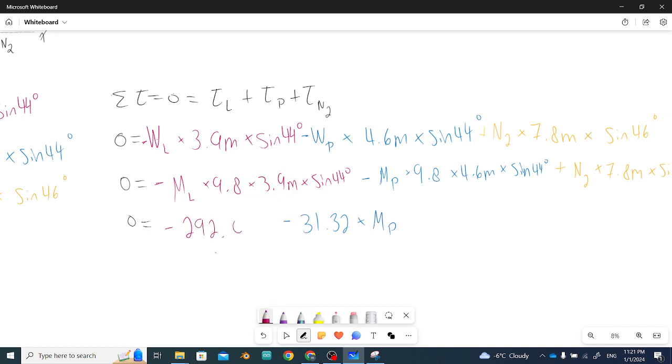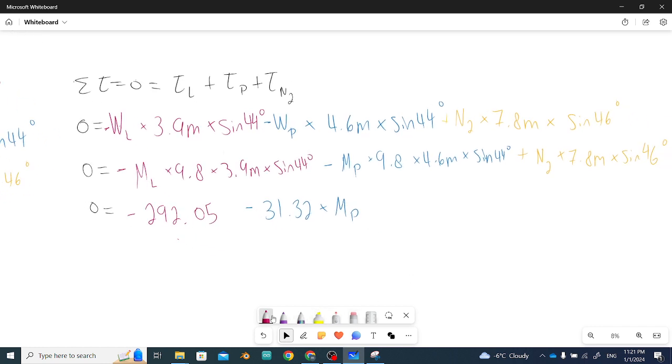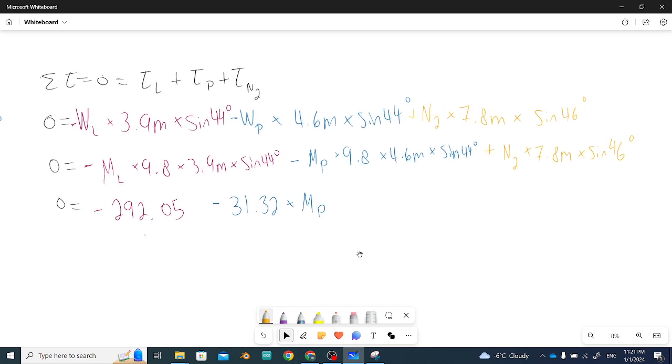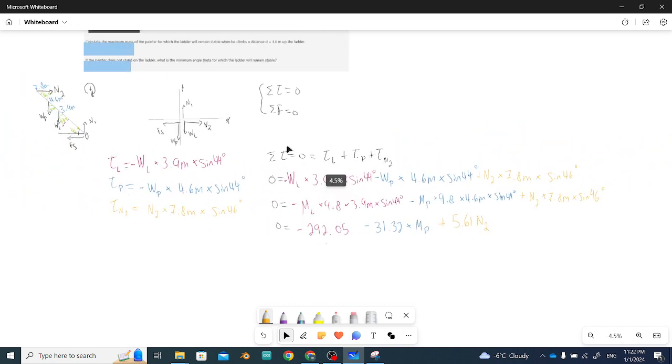Negative 292.05 minus 31.32 times mass of the painter. And then that would be 7.8 times sine of 46, plus 5.61 and 2. So now we have two variables. We can't really solve this. So that's why we need static equilibrium, translational static equilibrium. So sum of forces is equal to 0, which is what we'll do right now.